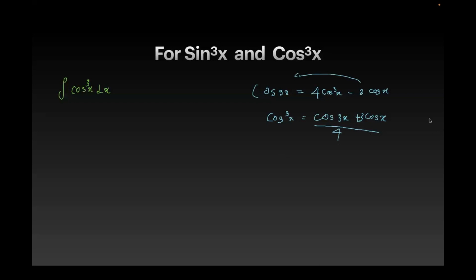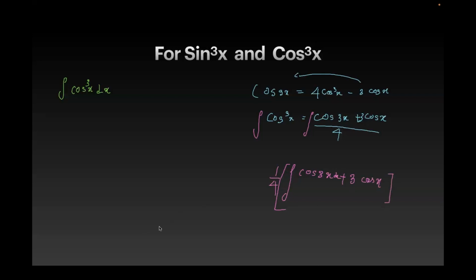So I got this. Now I will apply integral on both sides. I will take 1 by 4 outside and split the integration: integral of cos 3x plus integral of 3 cos x, with dx.